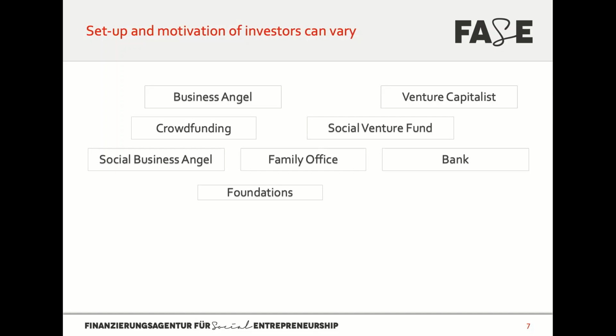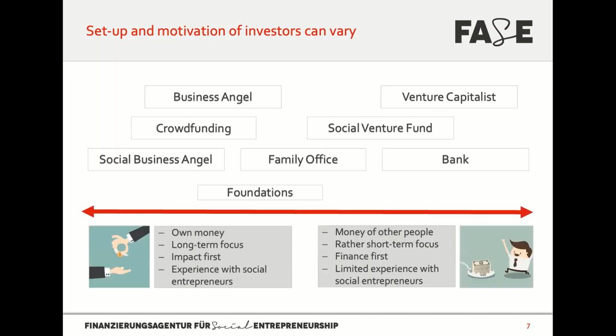Now, why did I put them in this order? There are a few different aspects to that. If we look at the investors on the left, so for example, business angels, or also people who invest via a crowdfunding platform, those are the ones that typically invest their own money. And when we look at the right, for example, a venture capitalist, or a bank, these are typically the ones that invest other people's money.